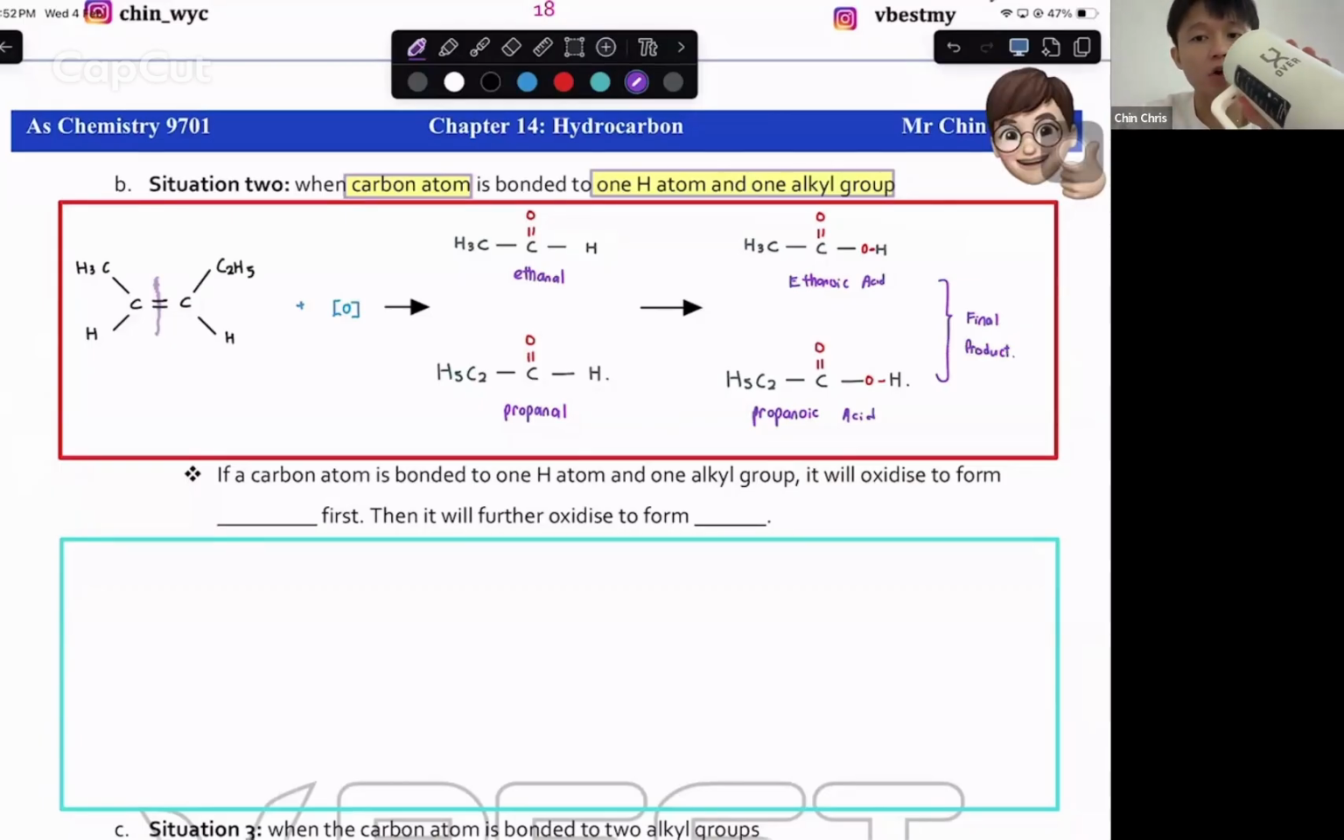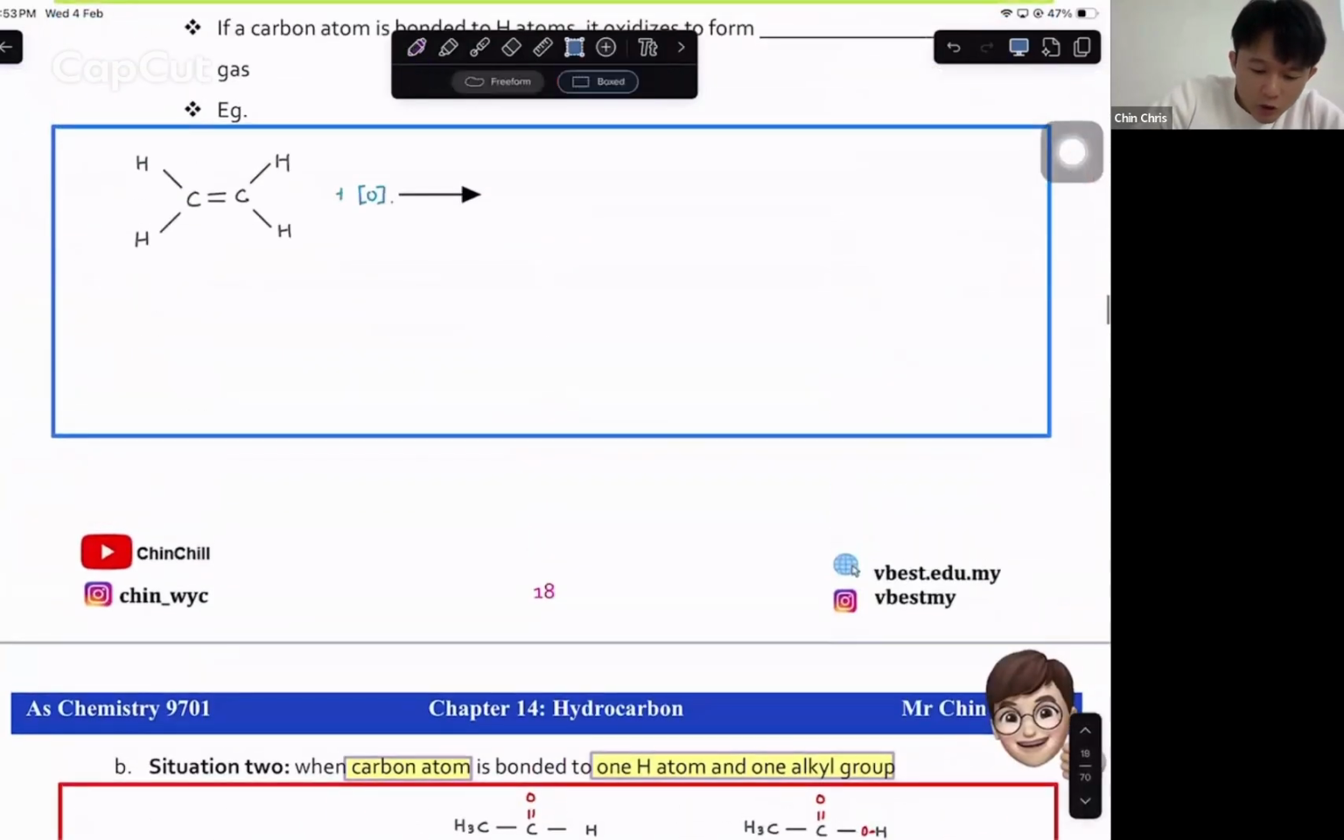Here for the last page, the reduction I have not copied. Later I will show you. Alright guys, please write it down. Any question? If no question, I want you guys to do this question now.